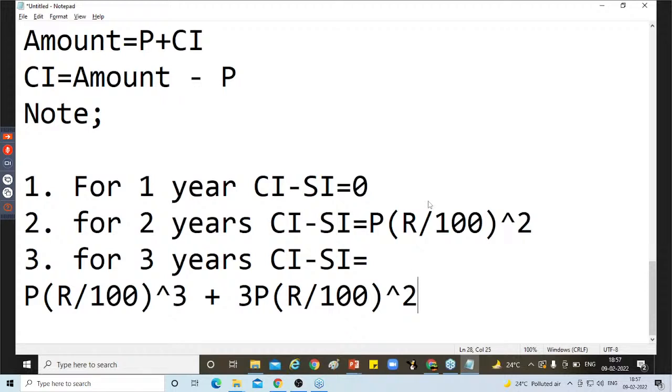P into R by 100 whole power 3 plus 3P R by 100 whole power 2. So these are the three formulas. We have to focus on the combination of both simple as well as the compound interest.